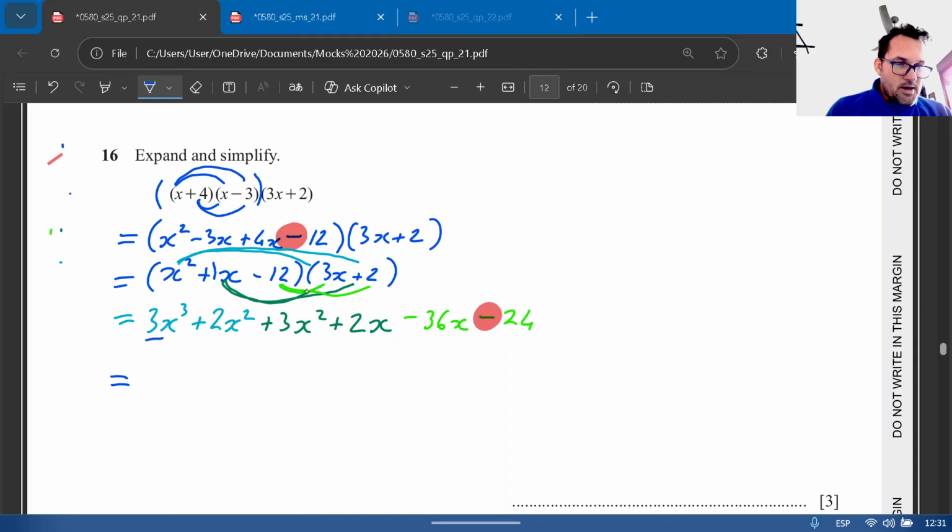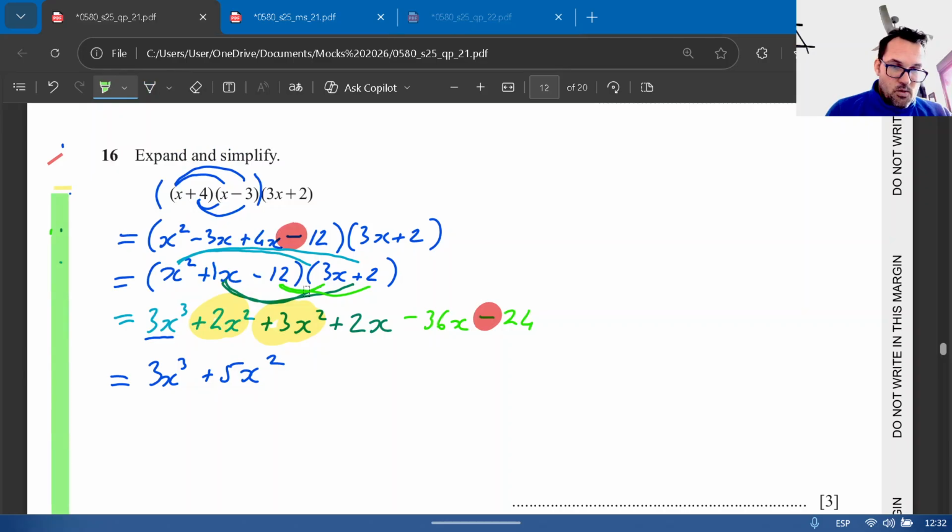There's 3x cubed, there's no other cubes here, so that will be 3x cubed. Then the 2x squared plus 3x squared, those two we can add together, so 2 plus 3 is 5, and remember when we add, the indices stay the same.